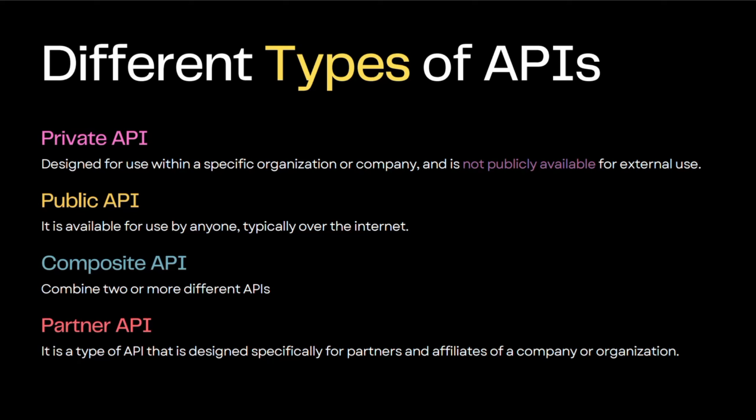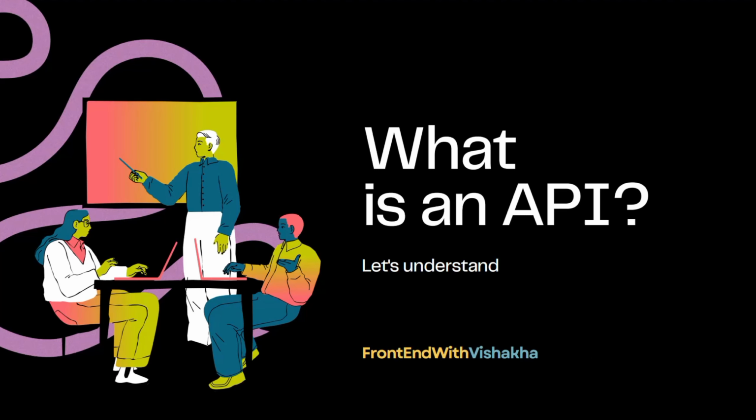Okay, so APIs can fall into multiple categories. For example, an API can be both public and composite, or both private and composite. Additionally, some APIs may have restrictions on usage or may require authentication for access even if they are considered public or open. Now, I hope this video clears up what an API is and how they work.